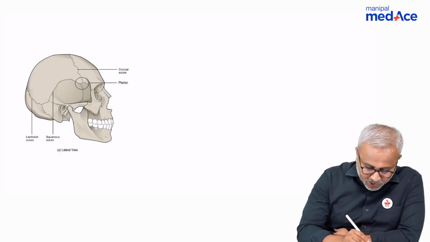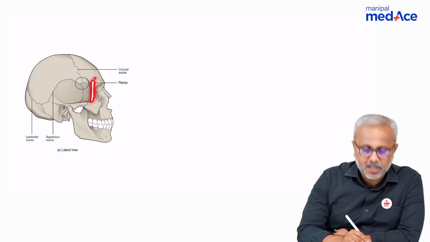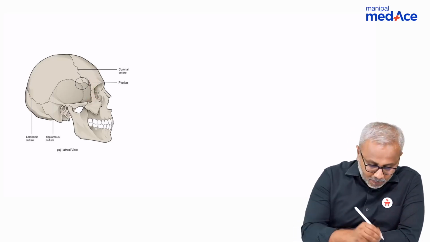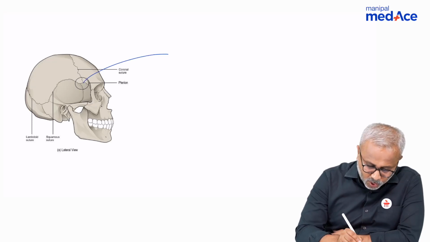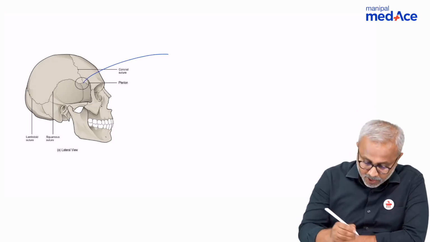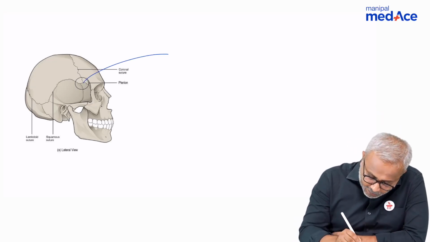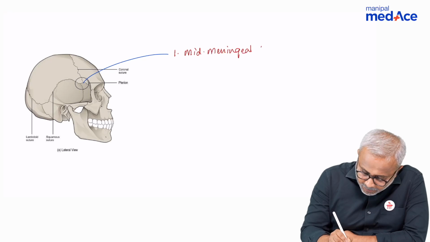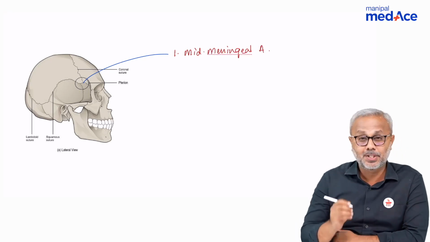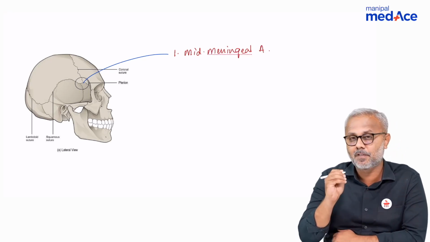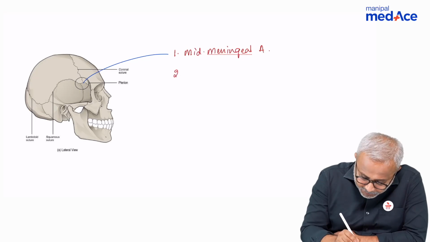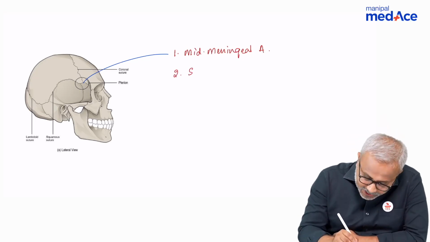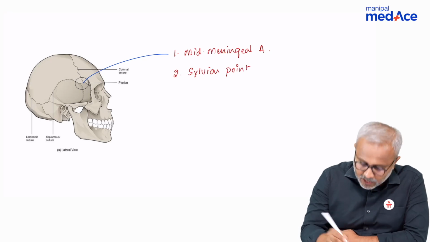Right? Now Pterion is located behind your lateral orbital margin, but what is important for us is to know the relation of the Pterion. Remember, the Pterion is related to two important structures. One is the middle meningeal artery. Okay, now remember, middle meningeal artery is one of the branches coming from the first part of maxillary artery, and apart from this, the next important content is the Sylvian point. Right? Now what exactly is Sylvian point?